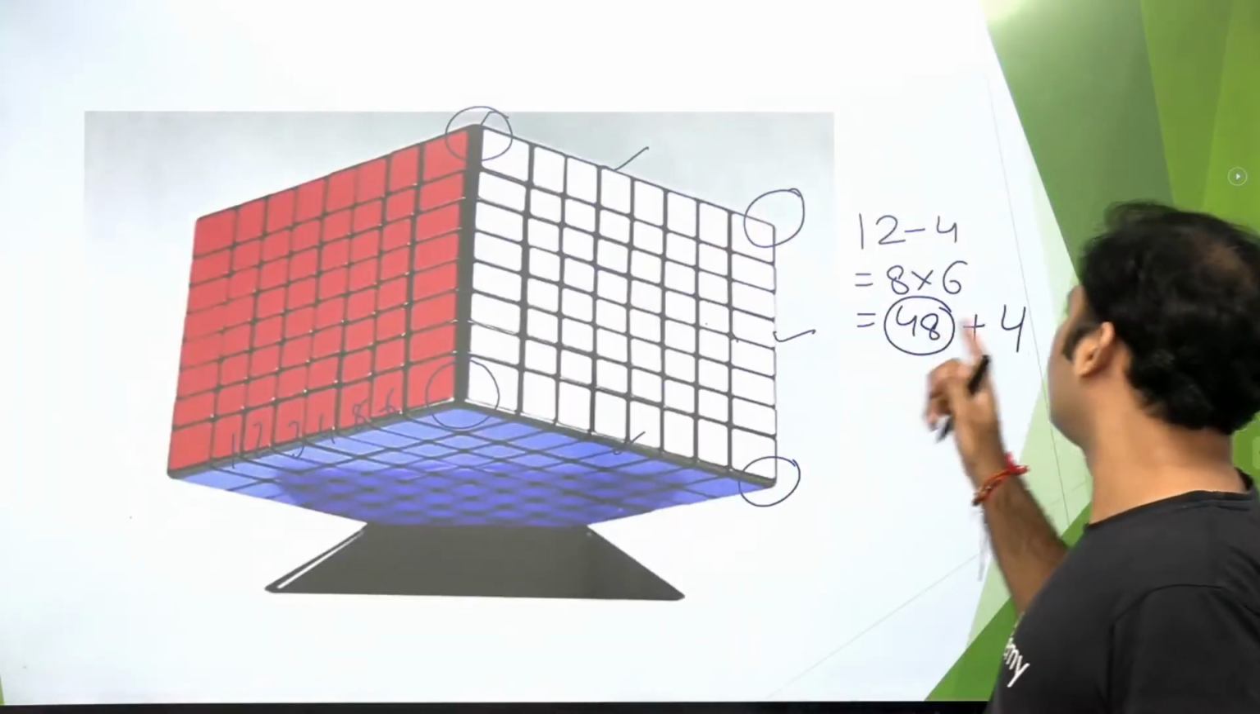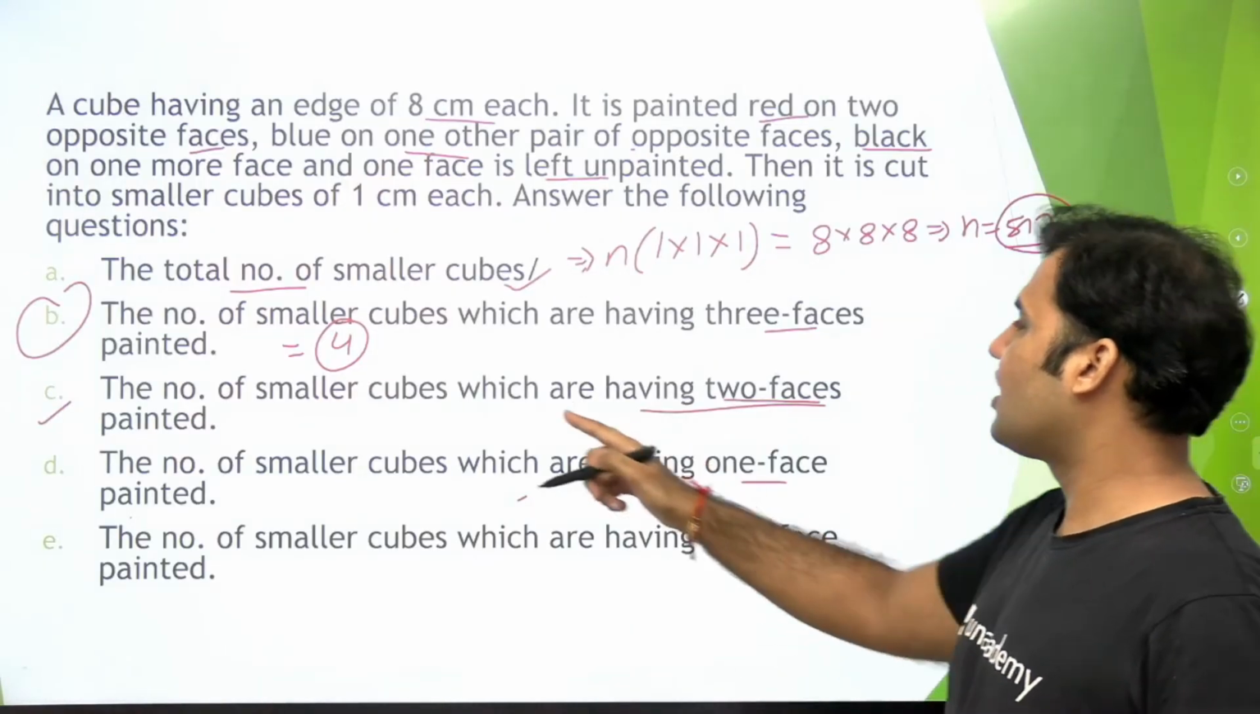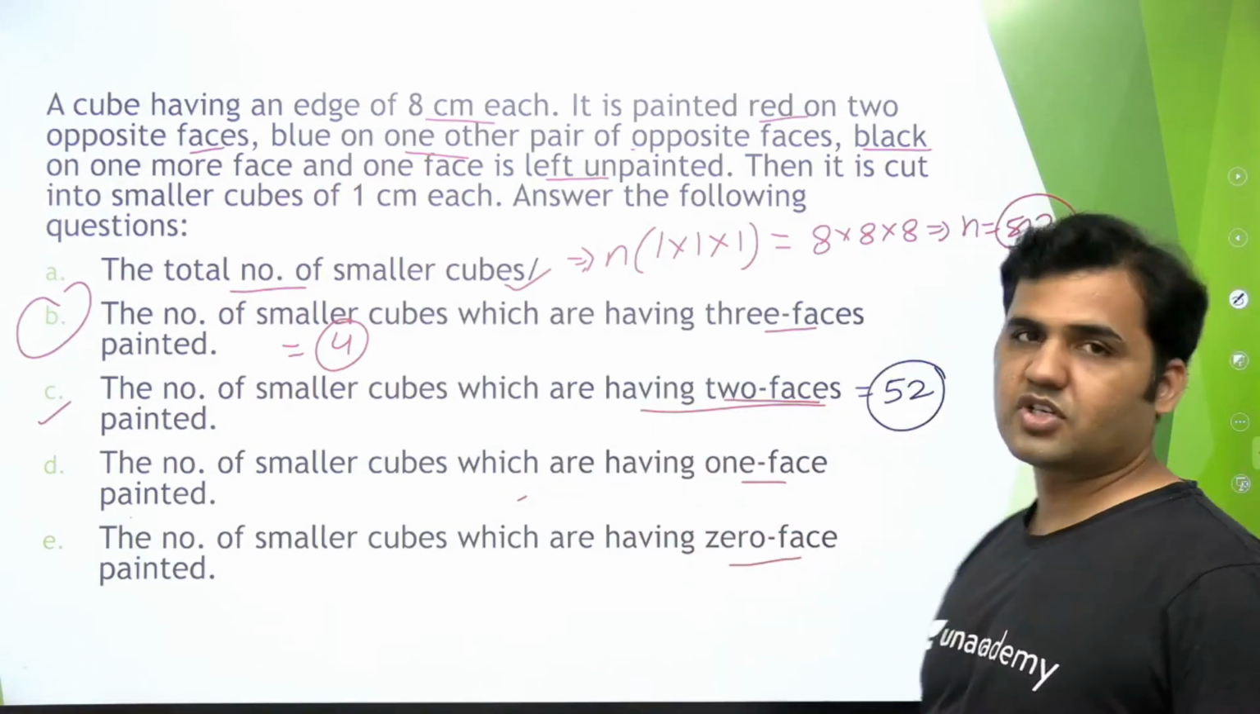So 48 plus 4, that is 52, will be the answer for the question, the number of smaller cubes which are having 2 faces painted. So the answer to this question will be 52.